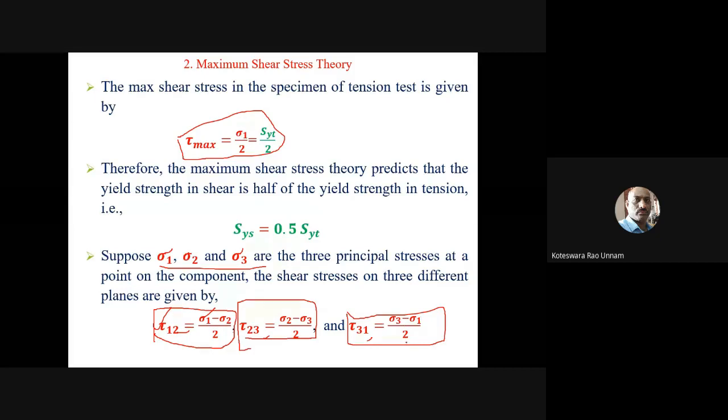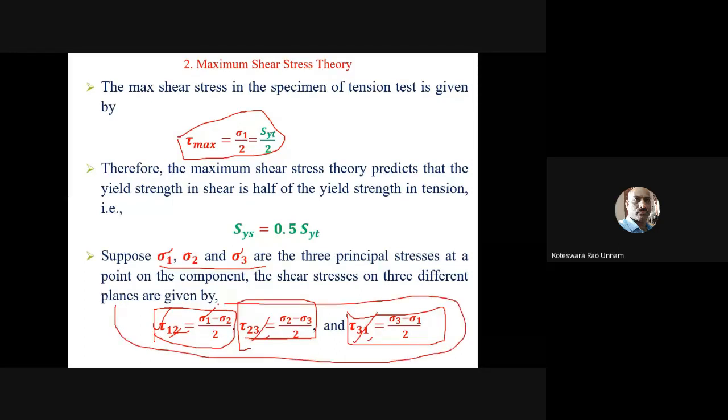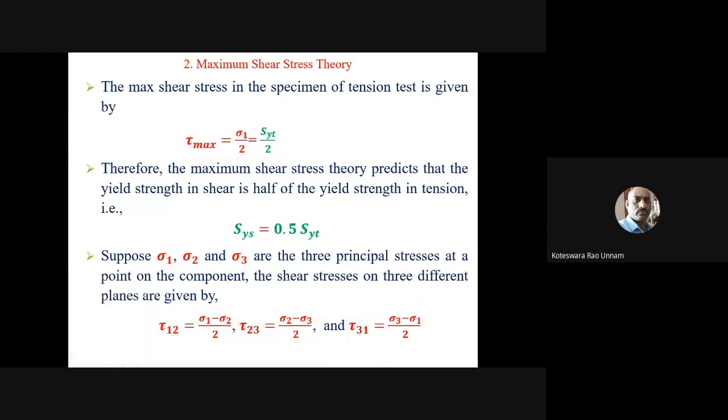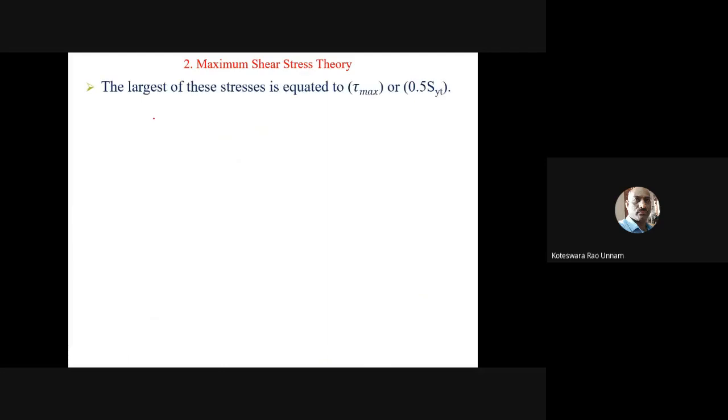Now, out of these three, I need to identify whether tau 1, 2 is the maximum value, tau 2, 3 is maximum, or tau 3, 1 is maximum. So I need to identify the maximum value of all three. Then I need to equate this to the simple tension value, and that is going to be our failure equation. Therefore, the largest of these three stresses is equated to tau max, or 0.5 SYT. That is the failure criterion.